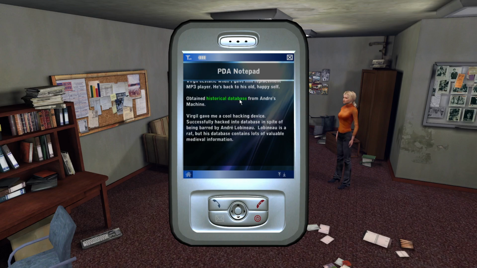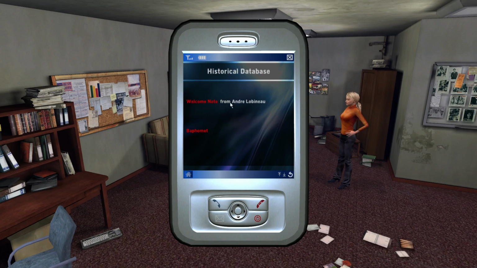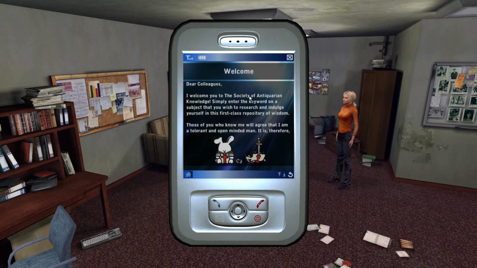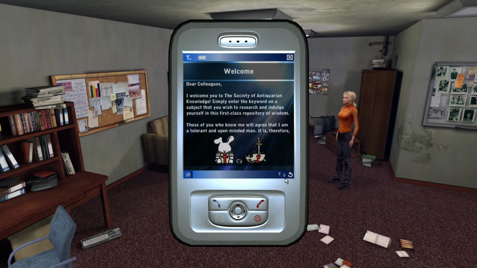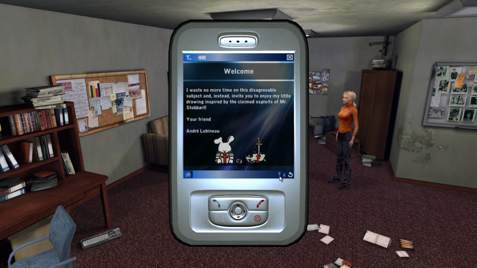Obtained historical database from Andre's machine. Virgil gave me a call hacking thing. So, welcome note from Andre Lobineau. Dear colleagues, I welcome you to the Society of Antiquarian Knowledge. Simply enter the keyword on a subject you wish to research and indulge yourself in this first-class repository of wisdom. Those of you who know me will agree that I am a tolerant and open-minded man. It is therefore... Lovely images there. It is therefore... Why can we not see the rest of that?